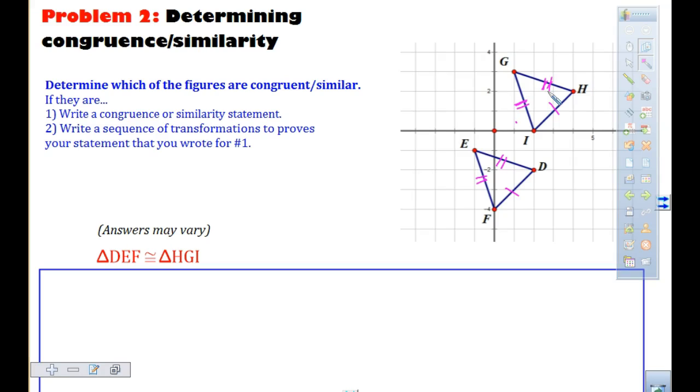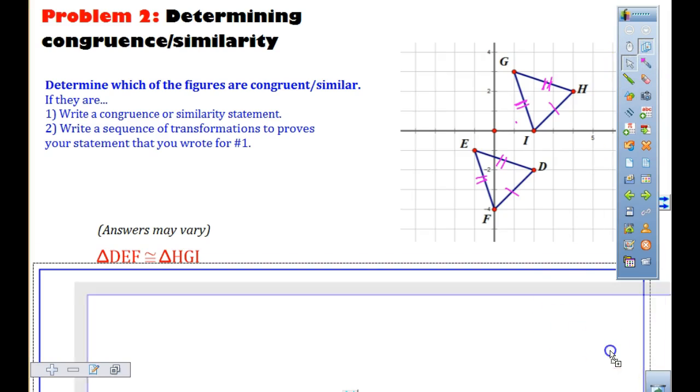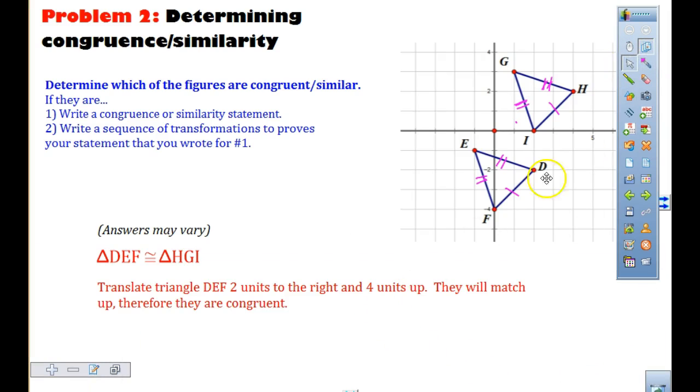So does it matter? I mean, there are many different ways of doing this one. But the easiest thing would be to simply do what? Translate it. And when you write that translation, again, you can write it out as a rule, but I think the easiest thing is just tell me which one you're moving. We're moving DEF 2 units to the right, 4 units up.